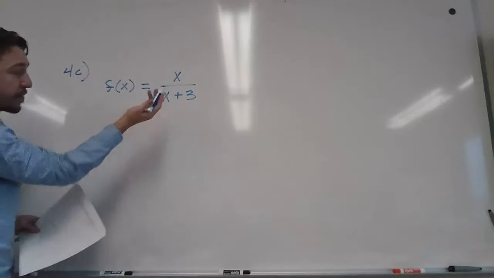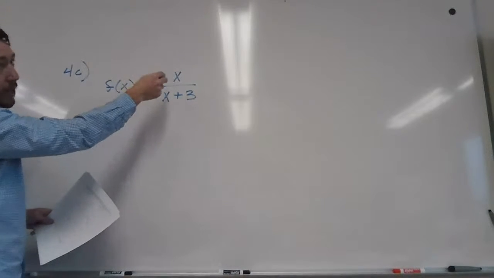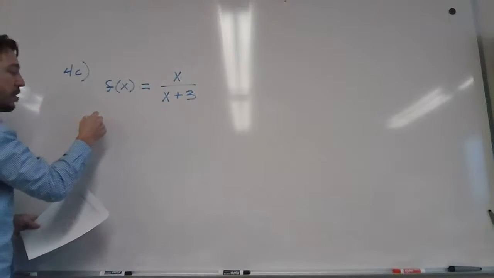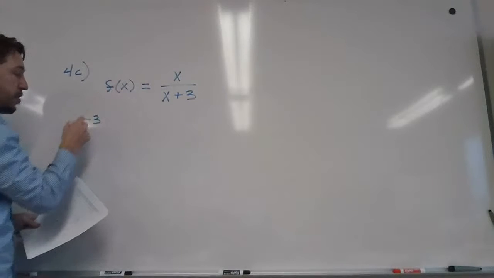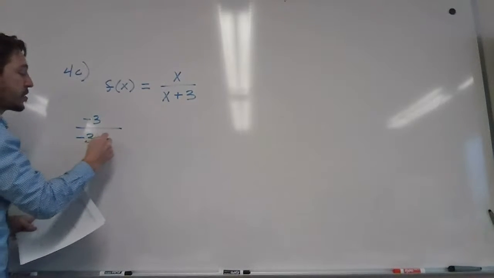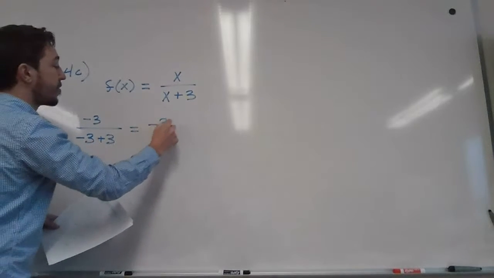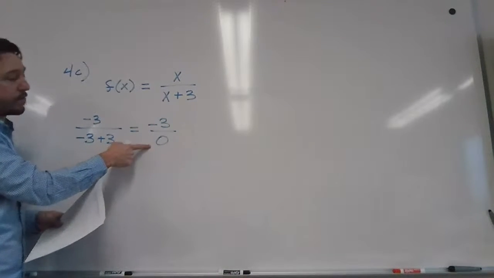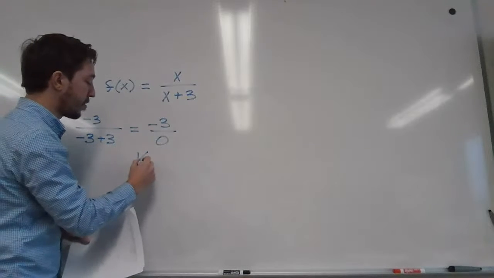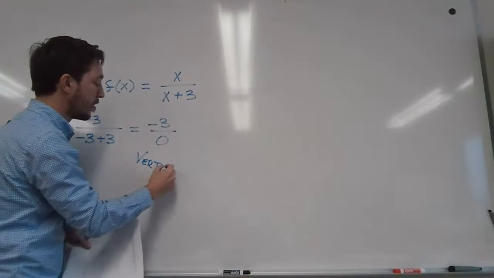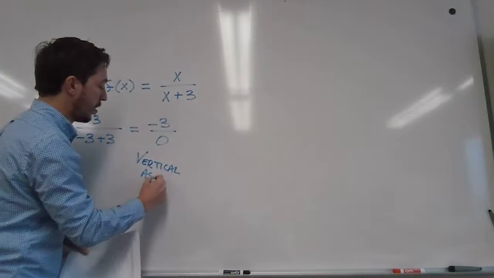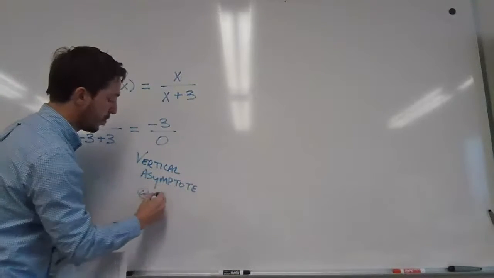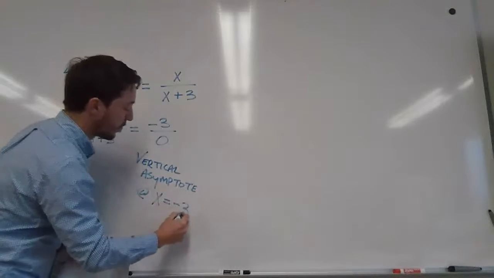Well, -3. Now here's the trick. You say, well, try plugging it in. What kind of form do you get? -3 over -3 plus 3 would give me -3 over 0. So if you have a non-zero number divided by 0, that indicates there is a vertical asymptote. But you can't go any further to simplify it. Like if it was 0 over 0, you can usually simplify something.